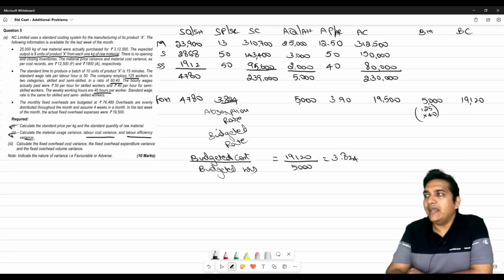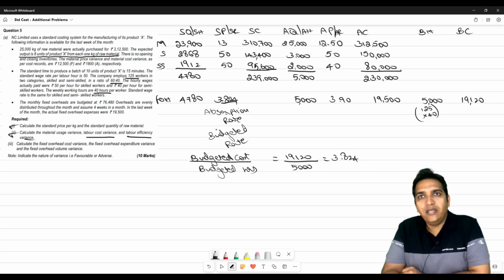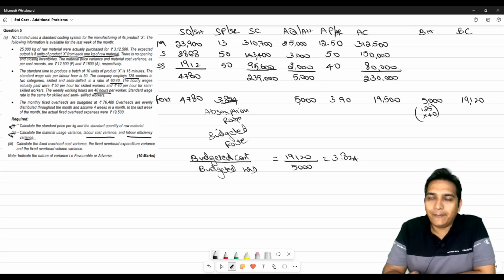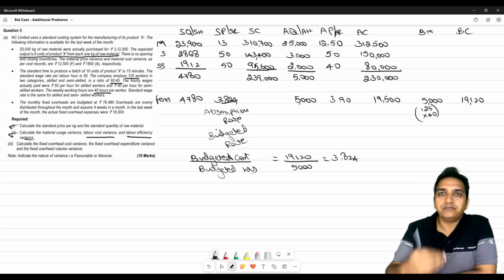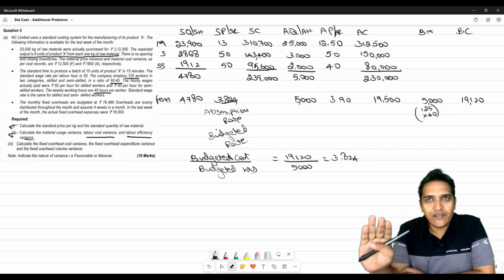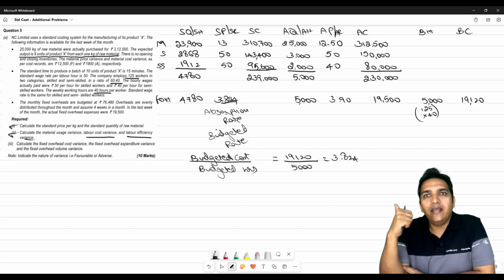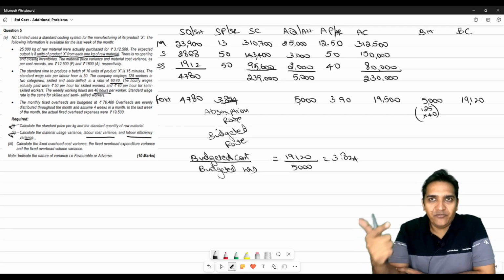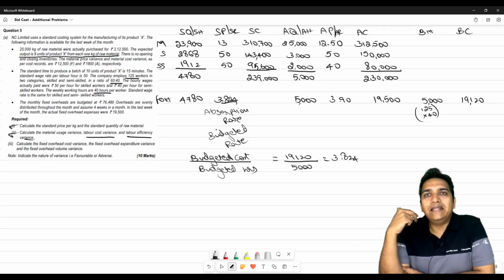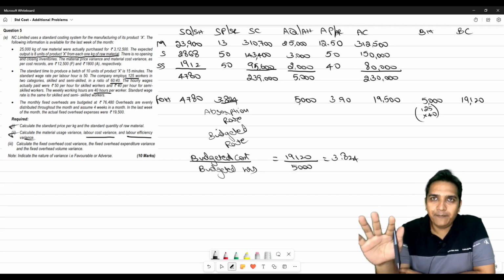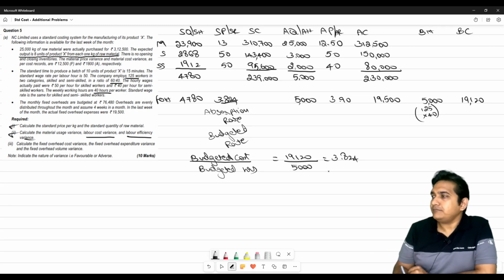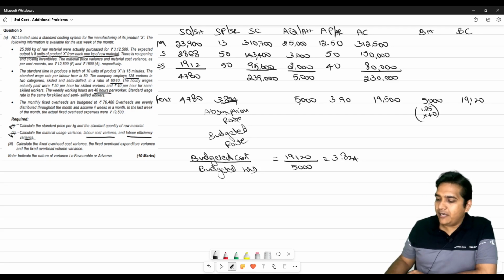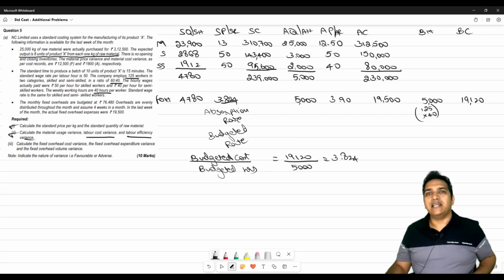3.824. Again, I have already told you in the overhead variances video, but I am repeating myself. Standard rate for fixed overheads is also equal to absorption rate, which is also equal to budget rate. These three are the same. Their names are used interchangeably, right? 3.824. Now we have our standard rate, we have our standard hours, we can calculate our standard cost.